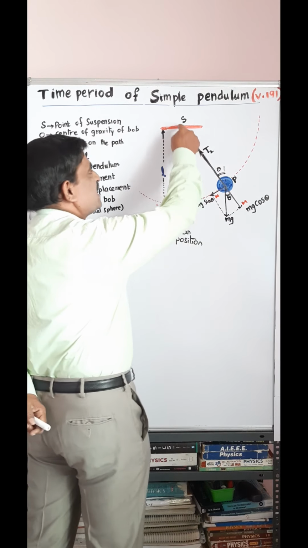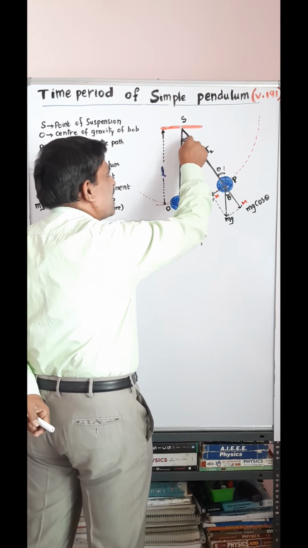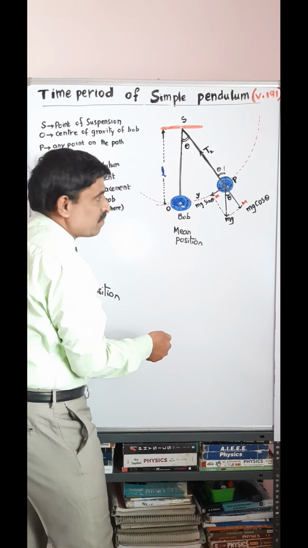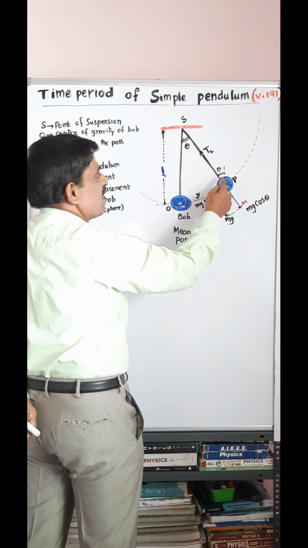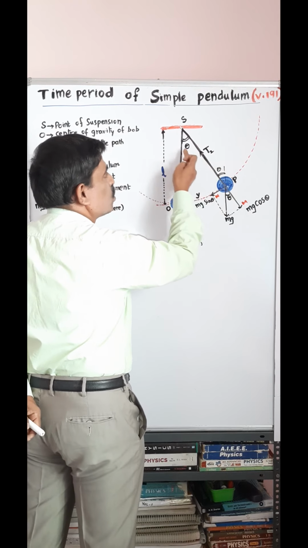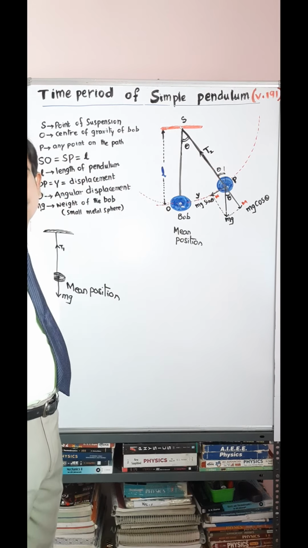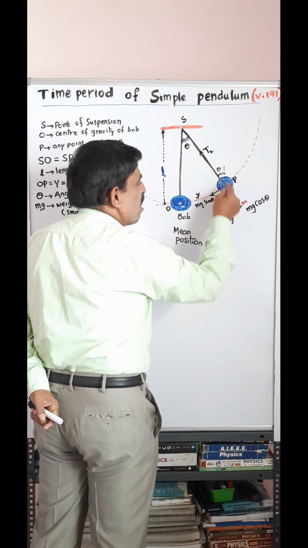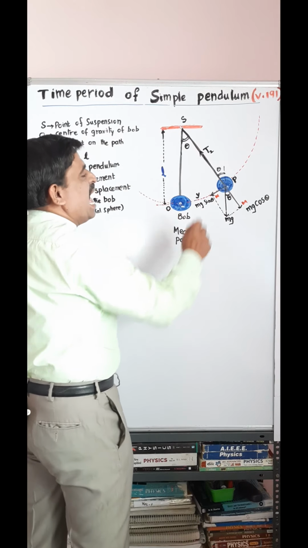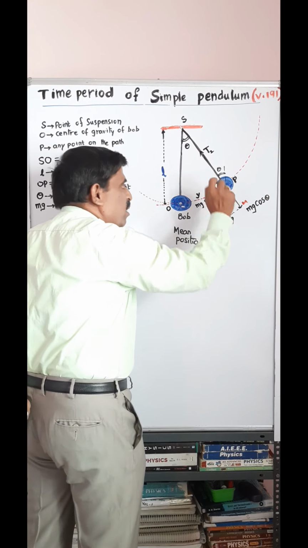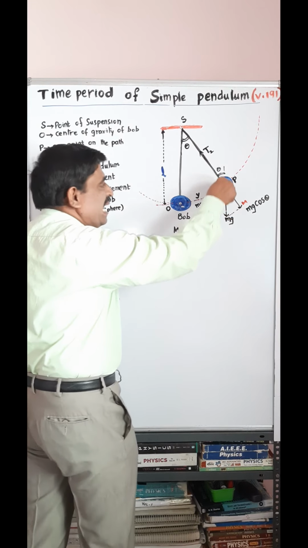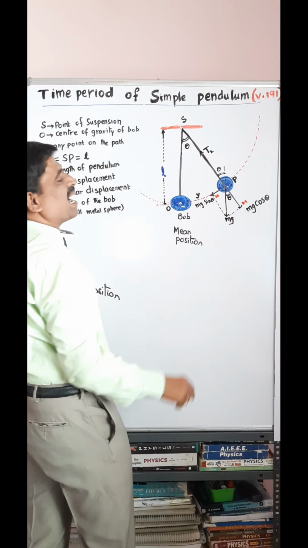Here, the simple pendulum is making a small angle theta with the vertical direction. This angle is theta, which means this angle is also theta. The reason is these two are alternate angles. Now, please listen. The weight of the simple pendulum, or the small sphere, or the bob, is mg, which is acting vertically downward.